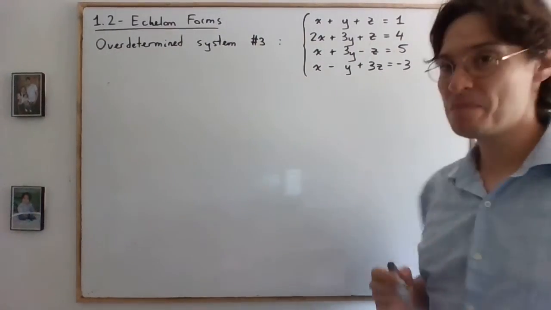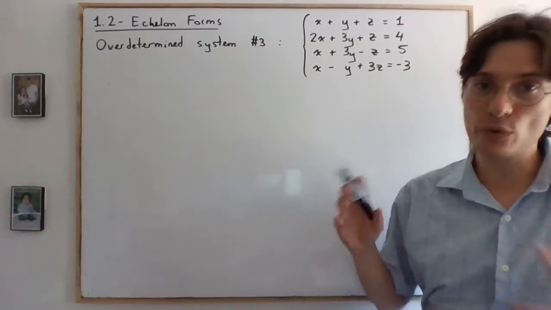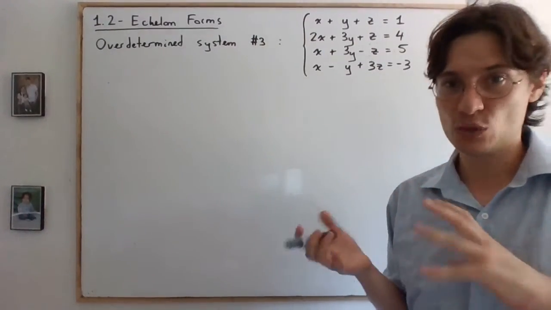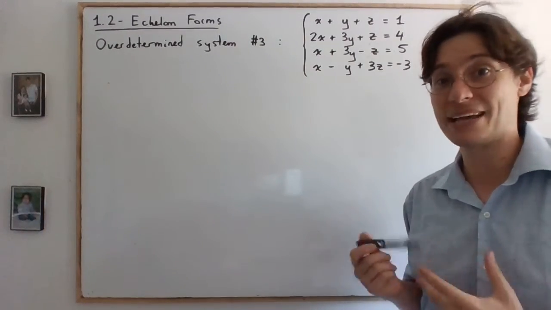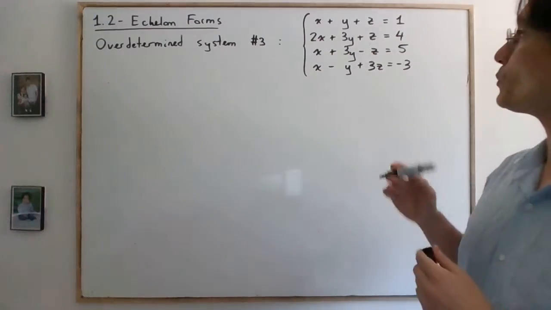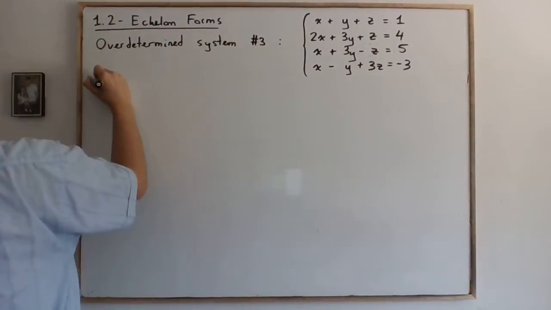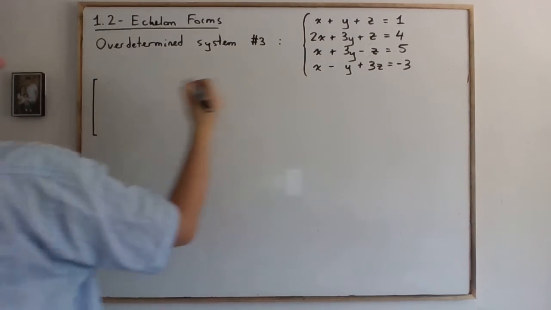Now, this system is not similar enough to the first two that we have seen in order to justify tweaking it like what we have done for the second overdetermined system. Now we have to really start from scratch. Okay, so I'm just going to go faster though because we are used now to the process.